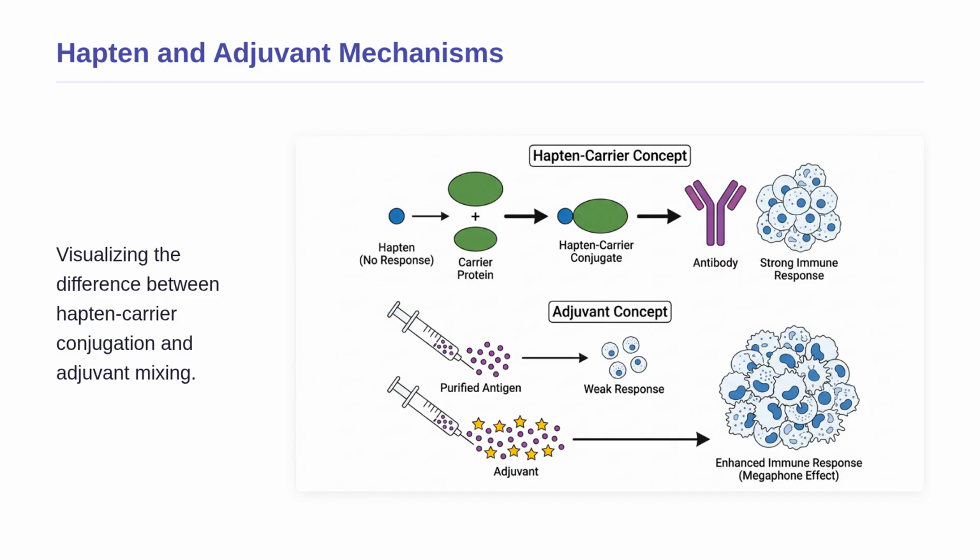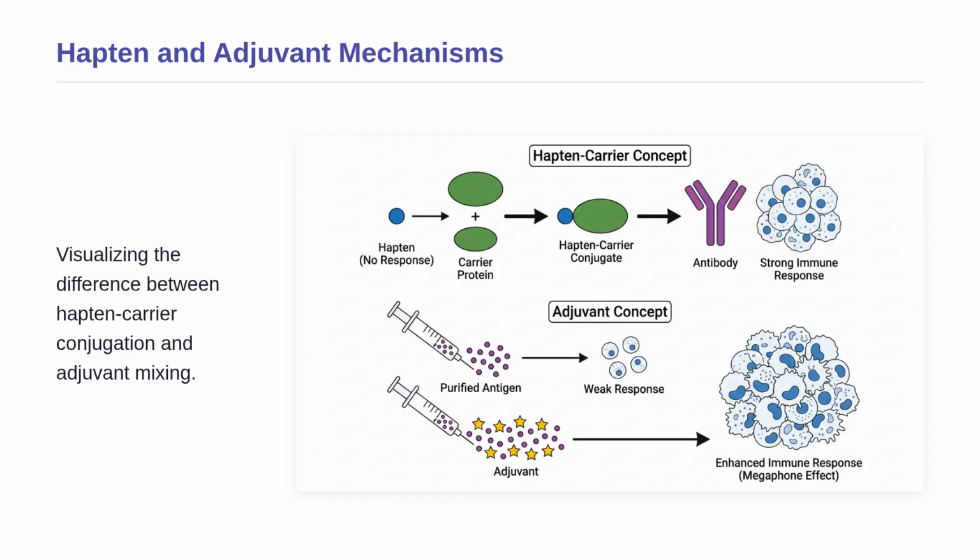Now that we have calculated the effects of both haptens and adjuvants, let us look at this diagram to visually summarize their distinct mechanisms. On the left, in section A, we see the hapten carrier concept. Notice how the tiny blue hapten produces no response on its own. It must physically attach to the green carrier protein. Only then does it trigger the production of the large Y-shaped antibodies.